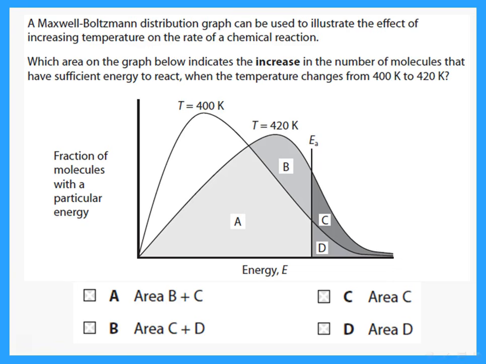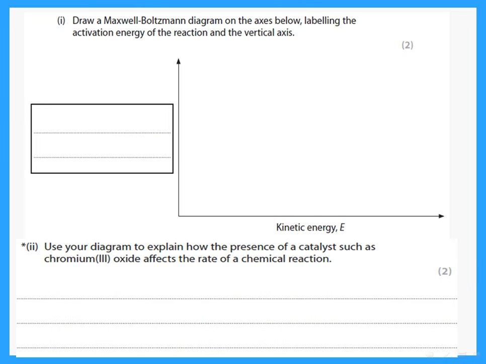Now, a Maxwell-Boltzmann distribution graph can be used to illustrate the effect of increasing temperature. Again, which area on the graph below indicates the increase in number of molecules that have enough energy to react? Again, when we increase the temperature, which part has molecules that will react? It is area C will be added to area D, so he's talking about which one will increase the number of molecules. Originally we had D, so the area that will increase the number of molecules is C.